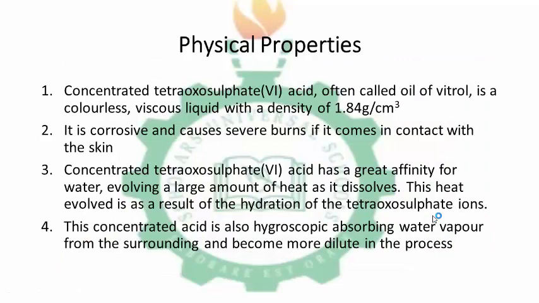Now, the physical properties of the tetraoxosulfate 6 acid. Concentrated tetraoxosulfate 6 acid is often called oil of vitriol, and it is a colorless viscous liquid with a density of 1.84 gram per centimeter cube. It is very corrosive and causes severe burns if it comes in contact with the skin.